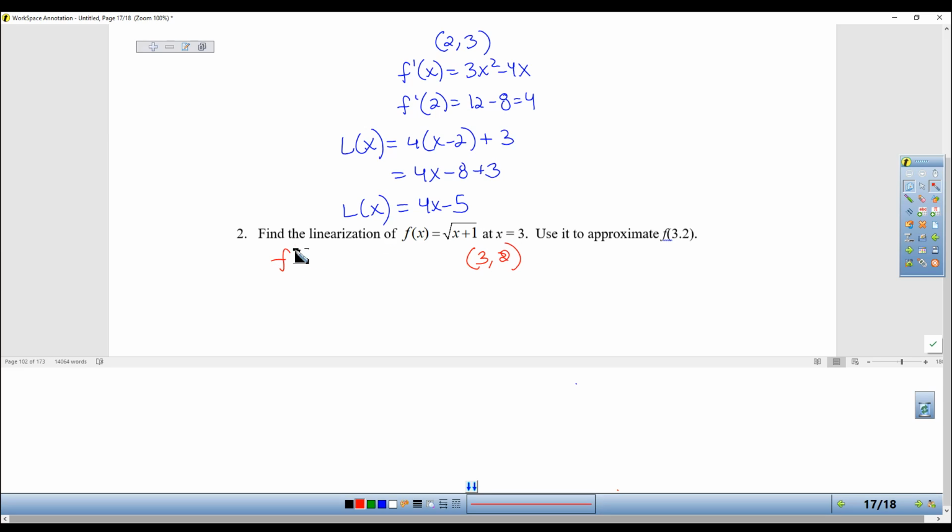And the slope was a little bit more work, but we did do it on the other page. So it would be 1/2 times x plus 1 to the negative 1/2, which would be 1 over 2 square root of x plus 1. The slope specifically at 3, oops, I know somebody already caught it probably.